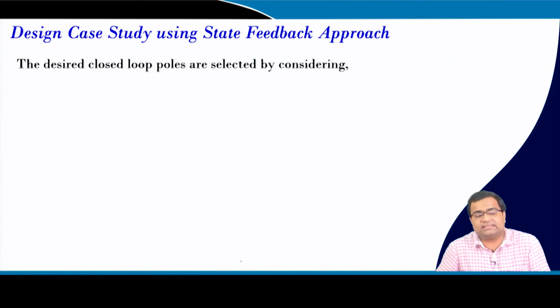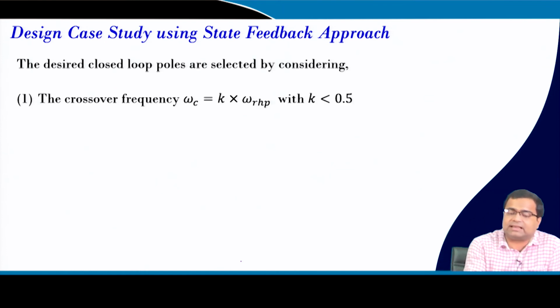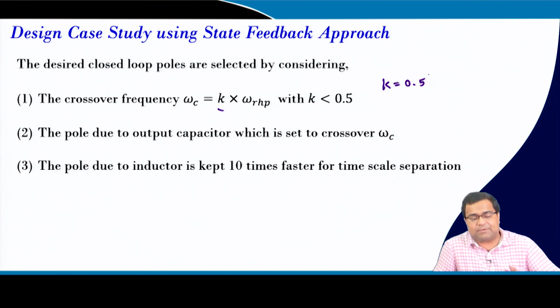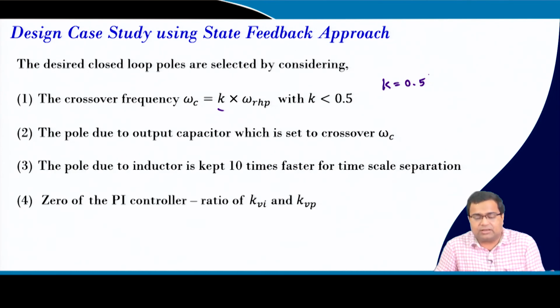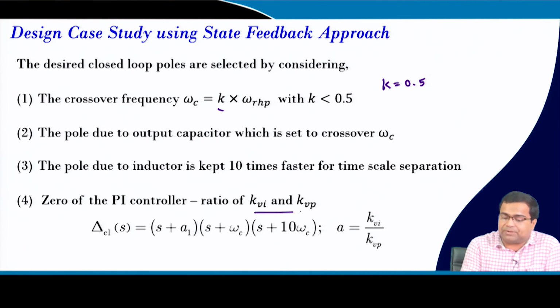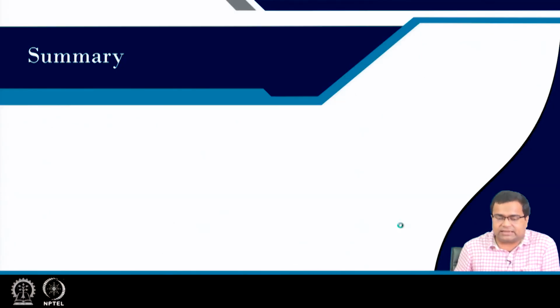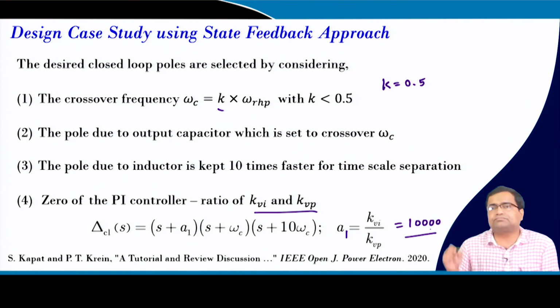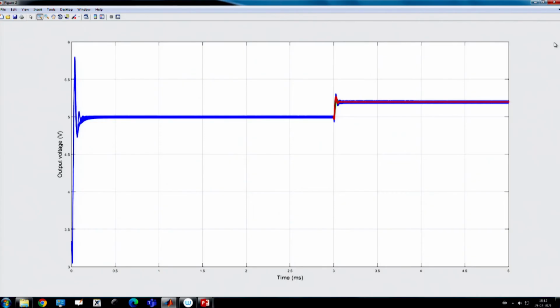Next, in this design, first we are taking a case study. Let us say we want to take K to be 0.5, or we can choose K to be 0.3, 1/3 or whatever. Now, we can set the capacitor pole and inductor pole 10 times faster, and for the voltage controller of the PI, let us say A1, which is the integral gain of the voltage controller by the proportional gain, we are taking some value, around 10,000. Okay. So, let us go and take a case study.